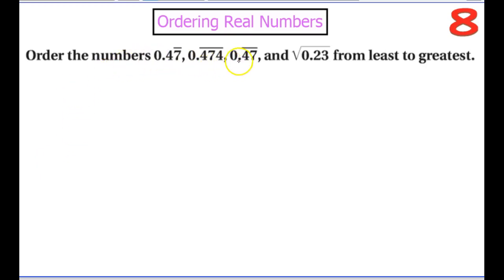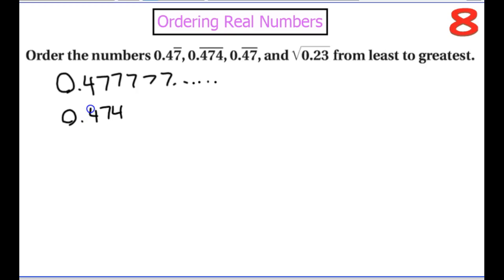Last one, we need to order them from least to greatest. So this first one, 0.47 repeating, is like 0.4777777 and on. Then the next one is 0.474 repeating. So 0.474, 474, 474. We know that the third one is 0.47 repeating.